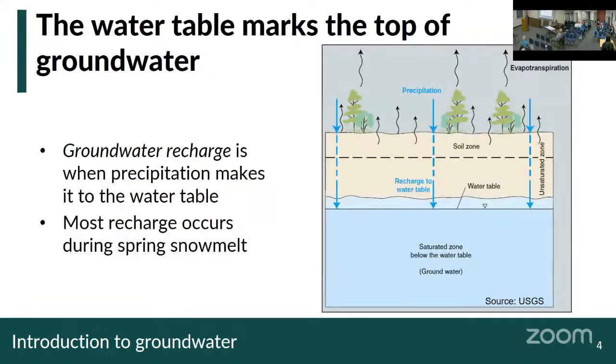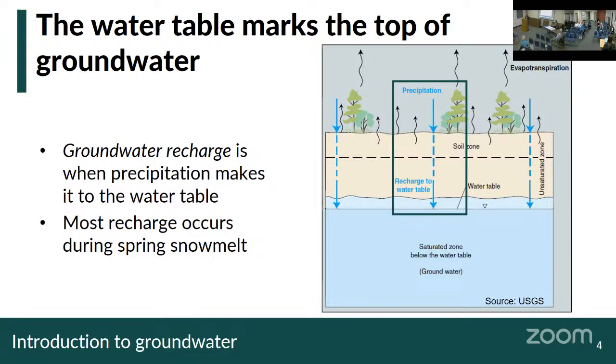So let's look at that a little bit closer. What's the water table? That's just going to be the top of our groundwater. And what it does is separate two different zones. You have the saturated zone on the bottom. That's where we have the space in between the rocks and the sediments completely filled up with water. And then above that, you have the unsaturated zone that can have air and water in between the spaces.